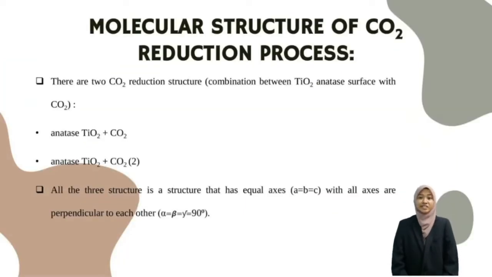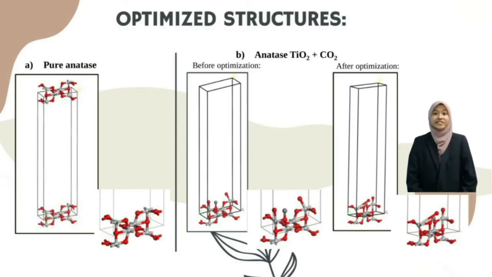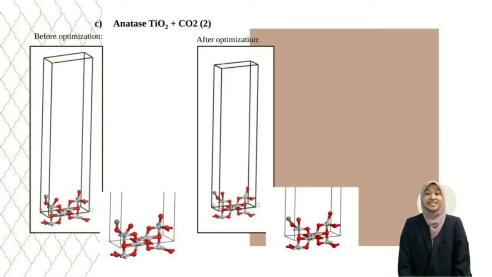There are two CO2 reduction structure combinations between the TiO2 anatase surface and CO2, which are anatase TiO2 plus CO2 and anatase TiO2 plus CO2. All three structures, including pure anatase, have equal axes, A equal to B and equal to C, with all axes perpendicular to each other, which is 90 degrees. These are optimized structures for pure anatase TiO2 plus CO2 before and after optimization. Next, this is the optimized structure for anatase TiO2 plus CO2 before and after optimization.